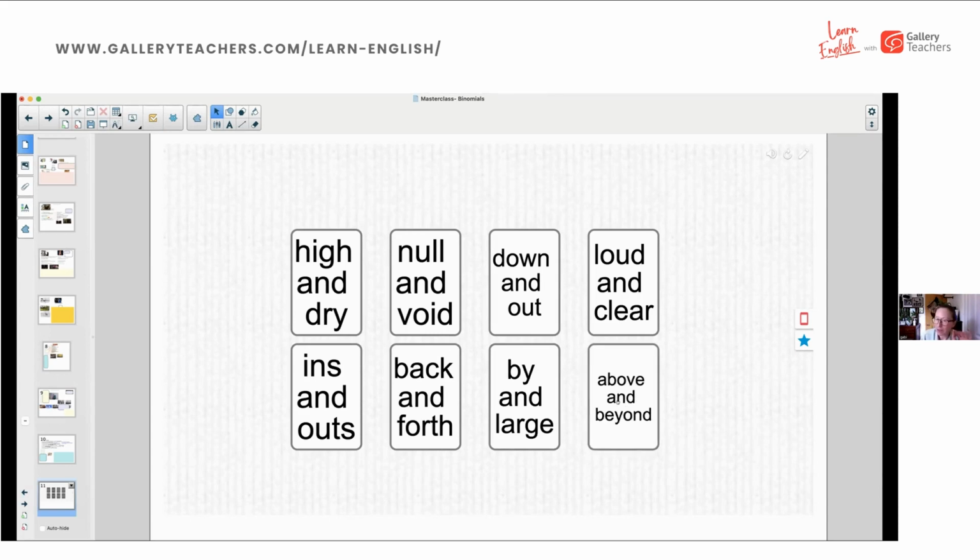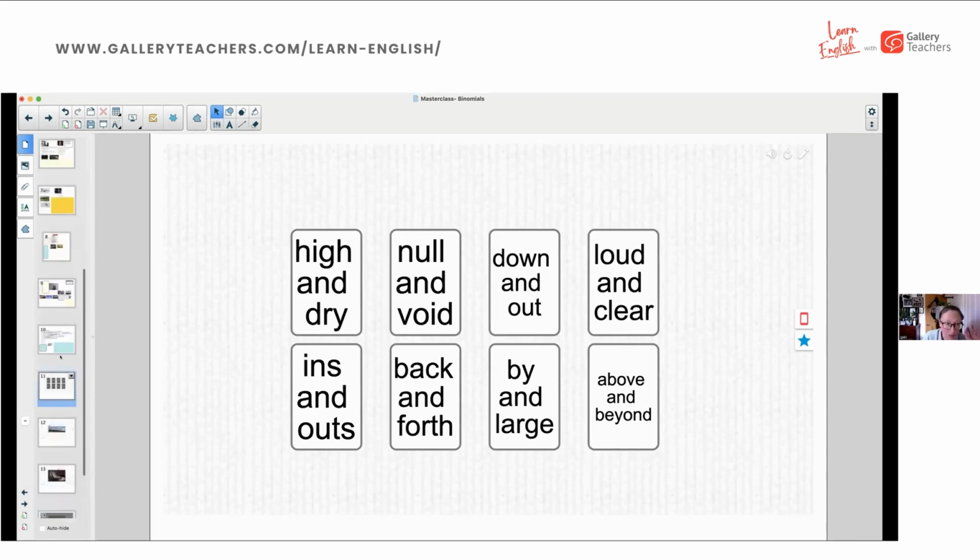Very good. Now, the thing about these, Lina, is that you can't change the order. So with these expressions, they are fixed. So you can't say white and black. It just wouldn't make sense. And you can't say beyond and above. It's above and beyond. And that's how it has to be remembered.